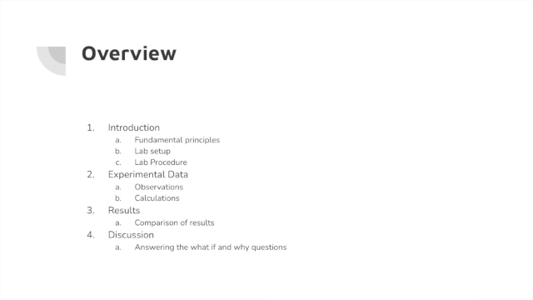So here is an overview of my lab. First I'll give an introduction including fundamental principles and ideas that I used. Then I'll go into my lab setup and lab procedure. Next, I will go into my experimental data, including observations and calculations. Third, I'll go over my results and compare my results. And finally, I will discuss the what if and why questions relating to the lab.